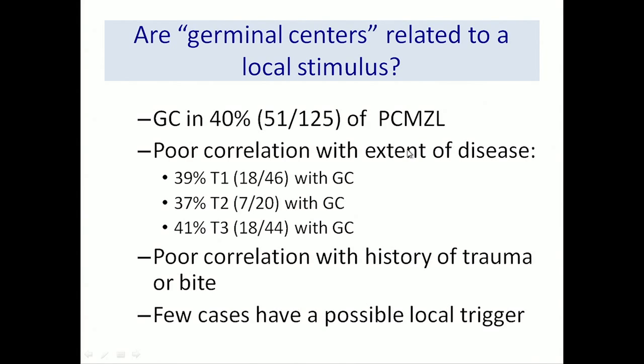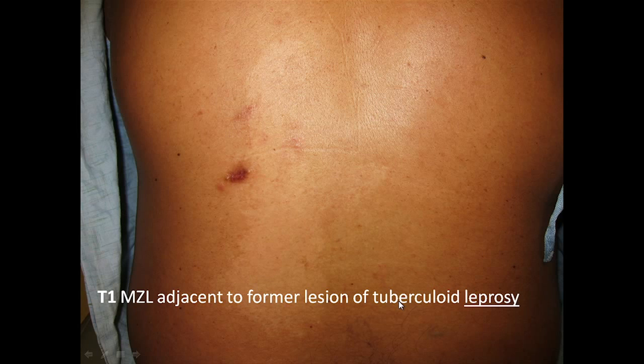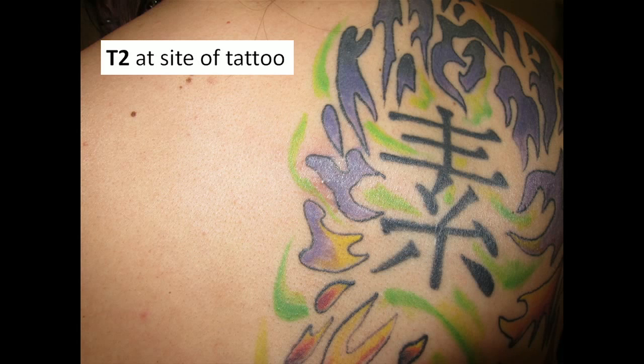So we often have germinal centers. Is that related to a local stimulus? We evaluated our cases, and we found that true germinal centers are seen in about 40% of marginal zone lymphomas. Poor correlation with the extent of disease, poor correlation with the history of trauma or anything else. But we've seen some interesting cases, like this patient who had tuberculoid leprosy and developed multiple monotypic plasmacytic populations adjacent to the tuberculoid leprosy. So clearly a chronic stimulus driving this pseudomalignant proliferation of marginal zone cells.